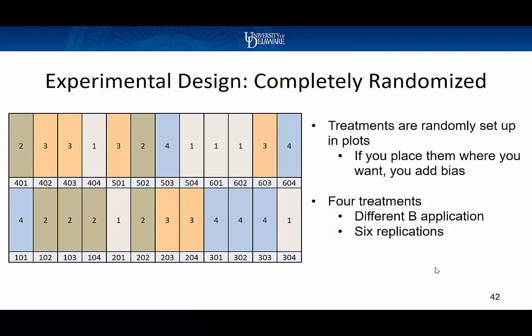So we stick these into Excel, into a random number generator, and let it put the plots where it wants to. So in this case, because we had so many replications, you're going to end up with plots right next to each other. A couple 4s next to each other, a couple 1s, and a couple 2s. But it's still randomized. The problem is, what if this is a really wet spot in the field and you have a whole bunch of number 4s, treatment number 4 right there?